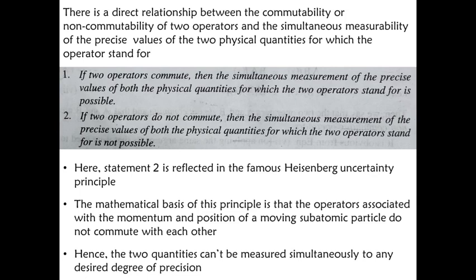So we can measure either position or momentum, as far as, for example, an electron is considered. That's what the uncertainty principle says. That means the operators that are not commutable are normally considered in Heisenberg's uncertainty principle. So we will discuss it. If two operators commute, that is, they are interchangeable, then the simultaneous measurement of the precise values of both the physical quantities for which the two operators stand is possible.